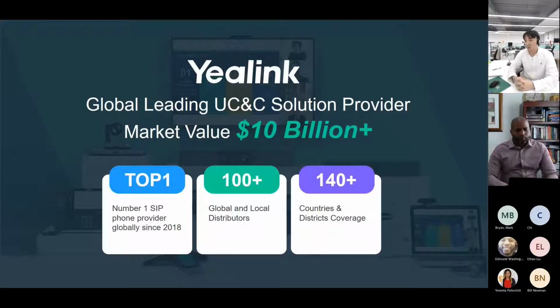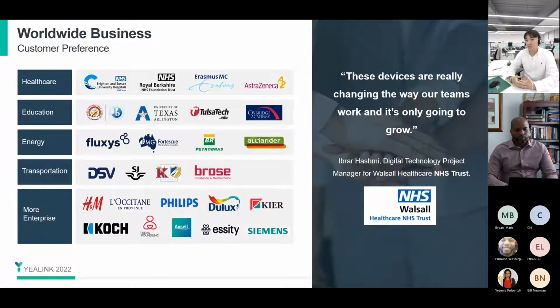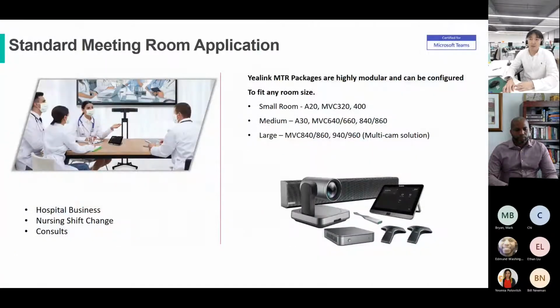So just a couple of words about Yealink itself. We are the global leading UC&C solution provider, the top SIP phone industry provider since 2018. We're already covering more than 140 countries around the world with more than 100 global and local distributors. We're a public company, and our market value right now is more than $10 billion. We already have some good cases, including in healthcare. We worked together with the NHS, so we provided them with these Teams device solutions as well.